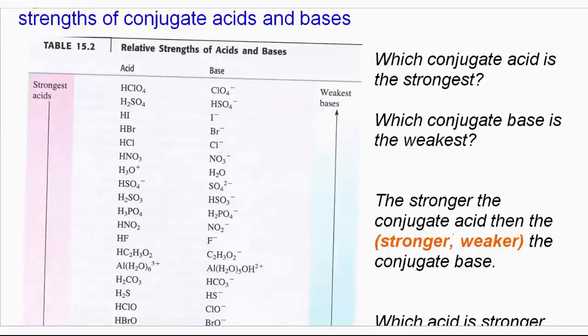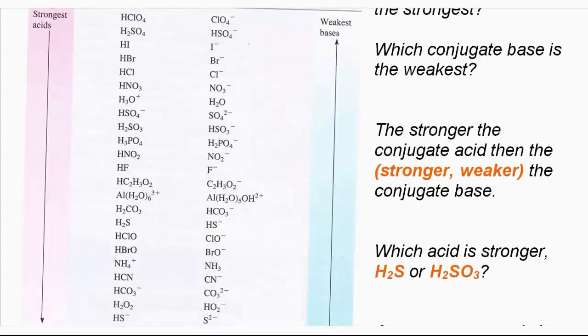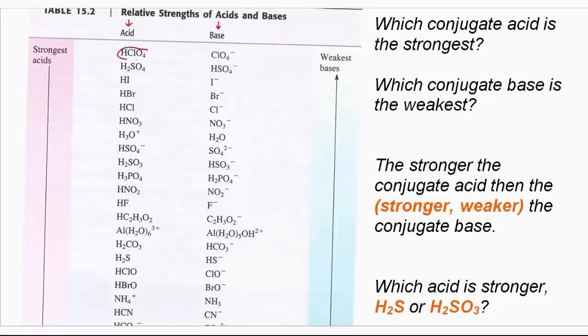Strengths of conjugate acids and bases. So let's see if we can learn how to use this table of acids. Here's all the acids, and here are all the conjugate bases. The strongest acid is listed up on top. Which conjugate acid is the strongest? The strongest acid's on the top, so HClO4 will be my strongest acid. Which conjugate base is the weakest? Well, the weakest base is written on the top. Must be perchlorate. So it looks like the stronger the conjugate acid, the weaker the conjugate base.